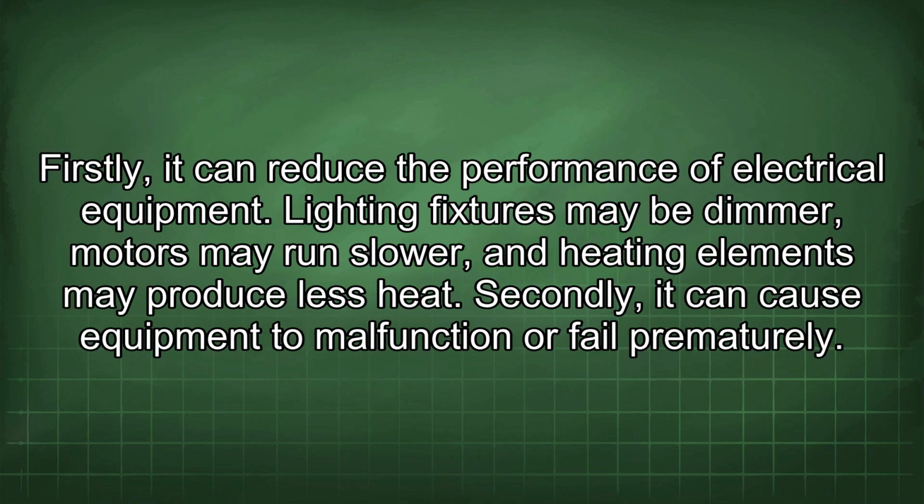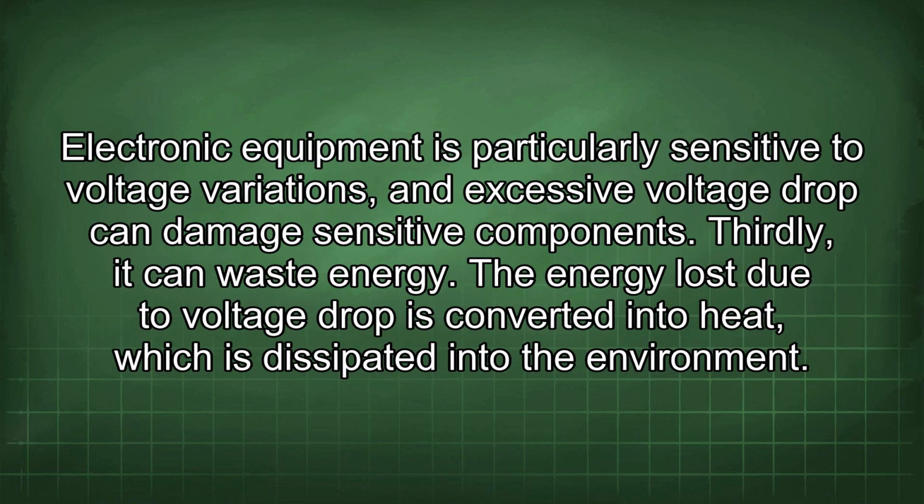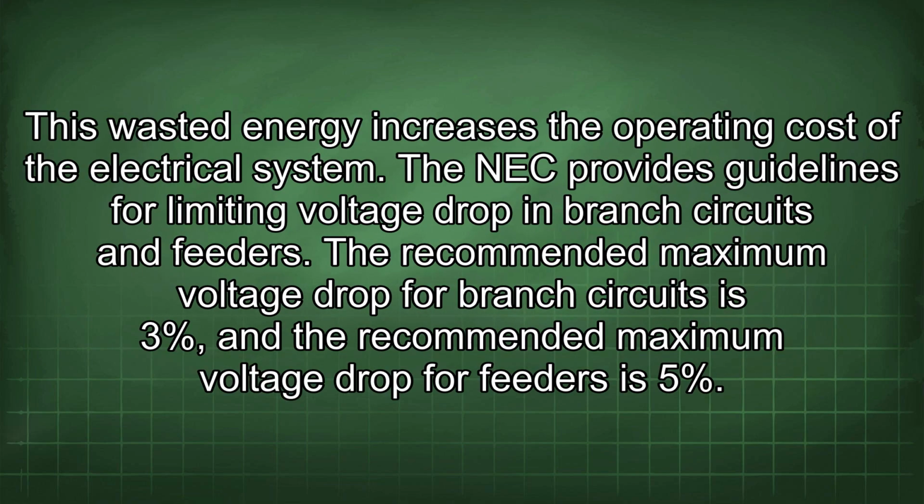Firstly, it can reduce the performance of electrical equipment. Lighting fixtures may be dimmer, motors may run slower, and heating elements may produce less heat. Secondly, it can cause equipment to malfunction or fail prematurely. Electronic equipment is particularly sensitive to voltage variations, and excessive voltage drop can damage sensitive components. Thirdly, it can waste energy. The energy lost due to voltage drop is converted into heat, which is dissipated into the environment. This wasted energy increases the operating cost of the electrical system.